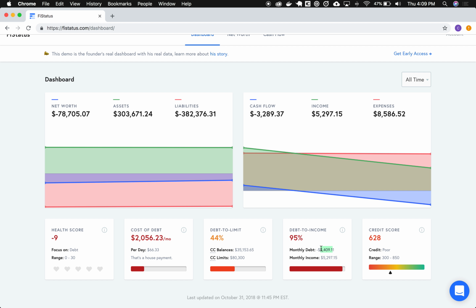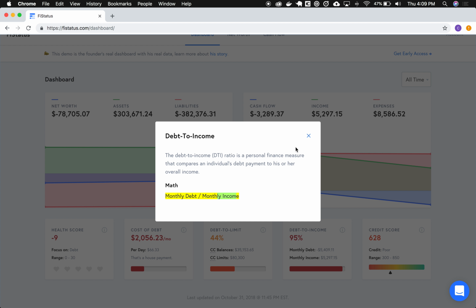So I actually had to pay more in my debt than I did... actually that should be higher, I think. I'll check the math on that. But anyways, I'm paying a lot of debt. And then once again, here's the math on this.